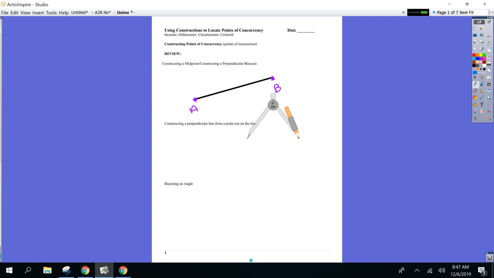Okay. Review. How do I do a perpendicular bisector? Or find the midpoint, same construction. How's that happening? Where am I putting my compass? Again, you take over. Yep. Make sure my compass is correct. And then let's make a decent size arc, everybody.